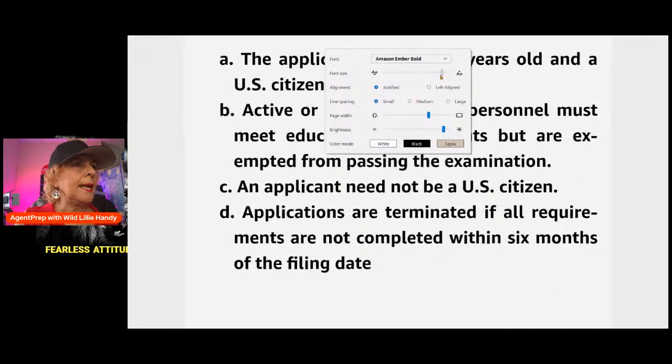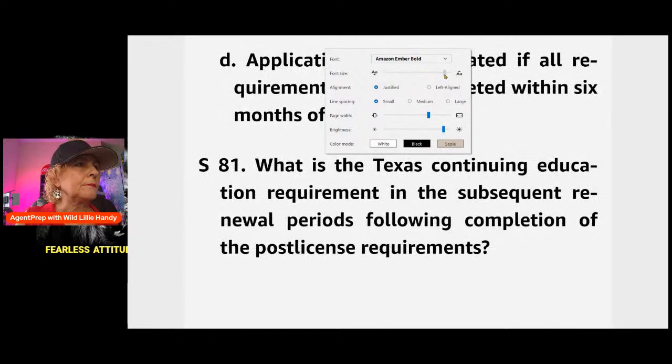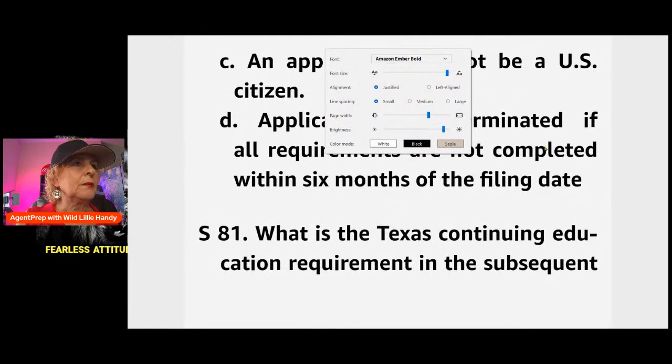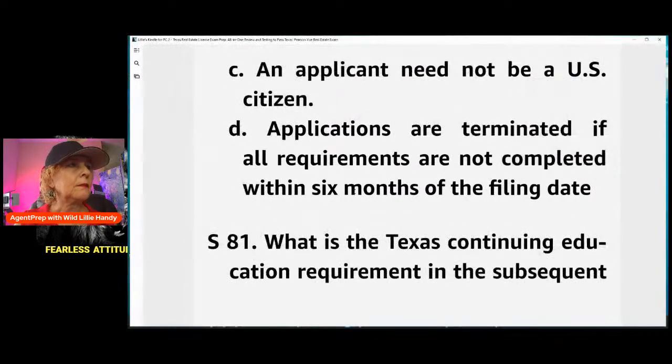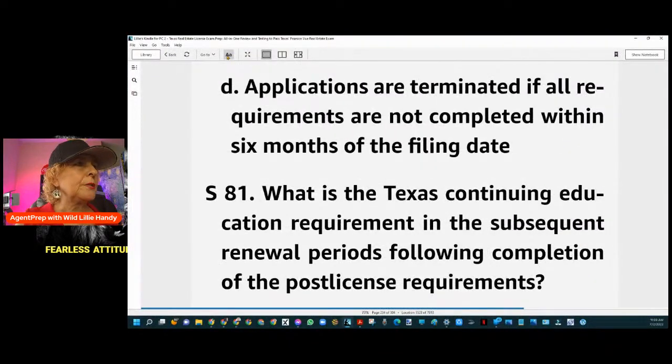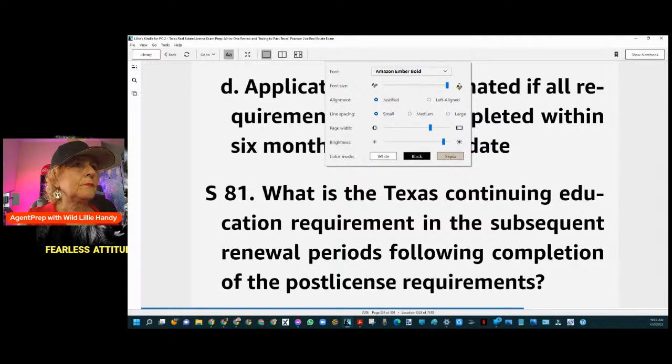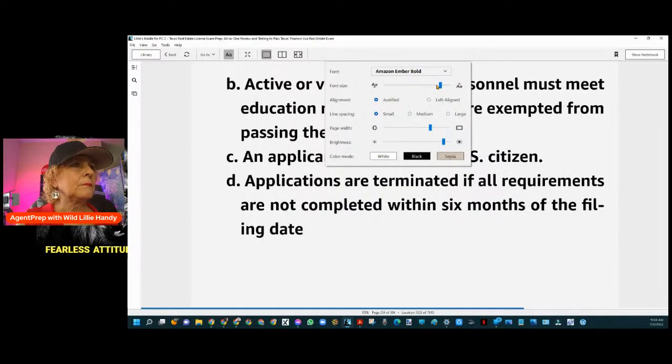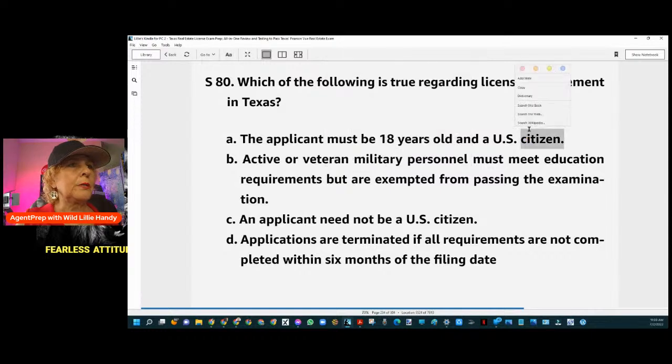Dang, where's 81? All right, that's not working. So I'm going to minimize the screen and try to do it this way. God, that's a long question.